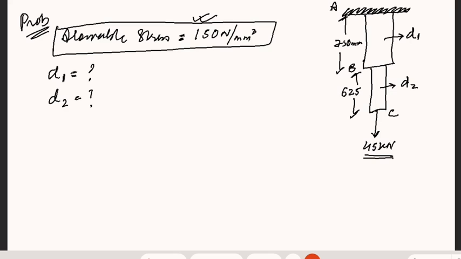Firstly, the allowable stress is given in the question as 150. Yes, we have two loads actually here. At point C, we have 45 kilonewton, and at point B, we have 60 kilonewton.